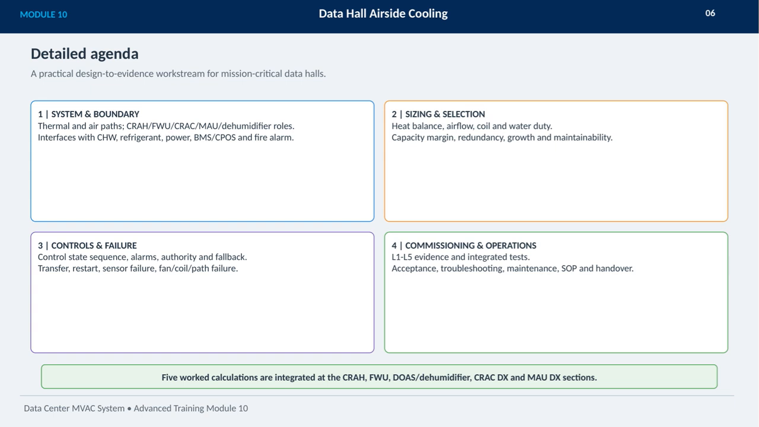Then, we'll explore controls and failure modes, including control sequences, alarms, authority and fallback procedures, and how the system responds to sensor, fan, coil, or path failures. Finally, we'll discuss commissioning and operations, covering various levels of evidence and integrated testing, acceptance criteria, troubleshooting, maintenance, standard operating procedures, and handover. Throughout the module, 5 detailed calculations are integrated across critical equipment sections to provide practical, real-world insight.